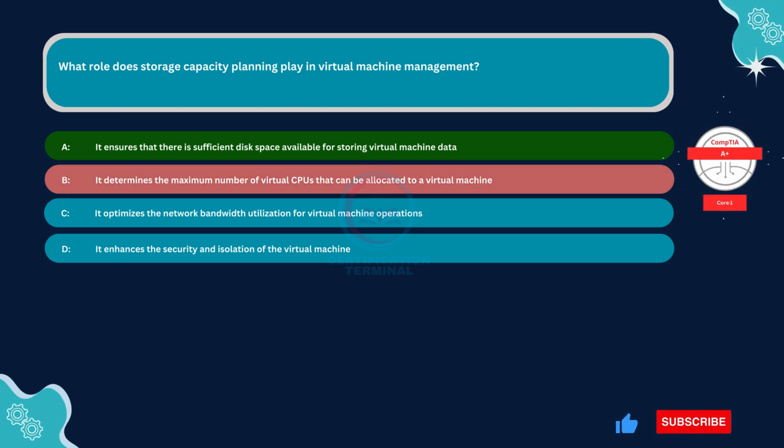Option B is incorrect. This option refers to CPU resource allocation, not storage capacity planning. While CPU allocation is essential for virtual machine performance, it is not the role of storage capacity planning. Option C is incorrect. This option focuses on network bandwidth optimization, which is important for virtual machine operations, but is not directly related to storage capacity planning. Storage capacity planning primarily deals with ensuring adequate disk space for storing virtual machine data. Option D is incorrect. While security and isolation are crucial aspects of virtual machine management, they are not directly related to storage capacity planning. Storage capacity planning primarily revolves around ensuring sufficient disk space to accommodate virtual machine data, applications, and other files.